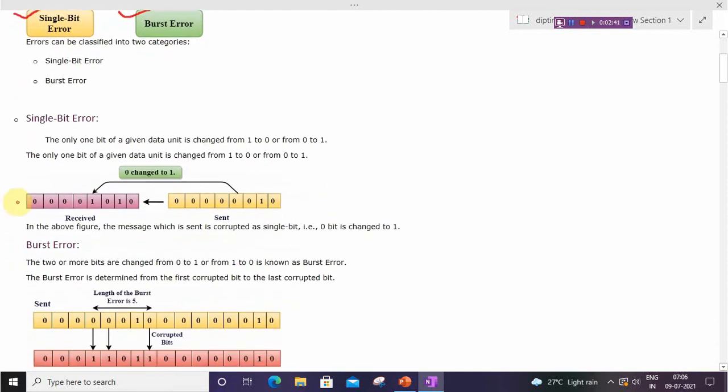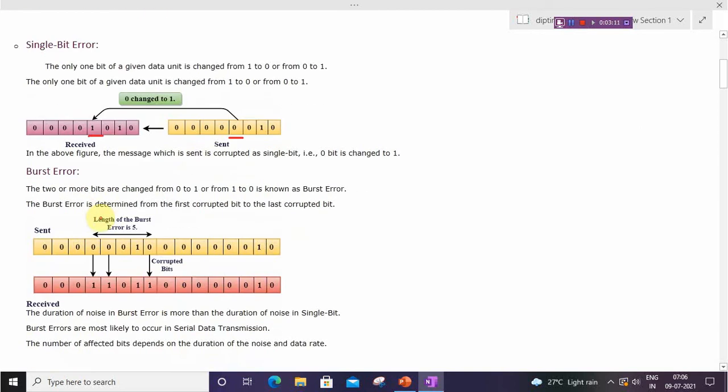So in this example, the data is 0 0 0 0 1 0 1 0. Okay, this is the receiver end, but the sender is sending 0 0 0 0 0 0 1 0. Here the fourth 0 is changed to 1. Okay, so this is single bit error.